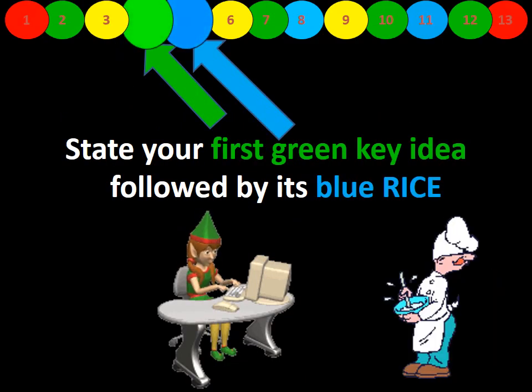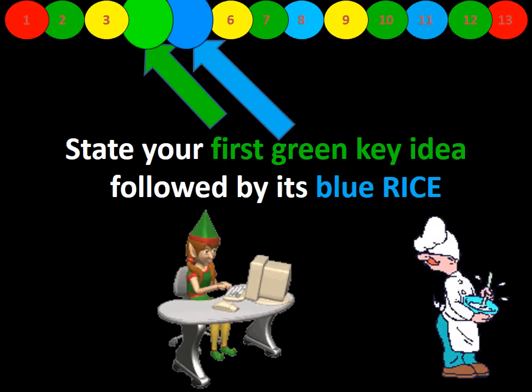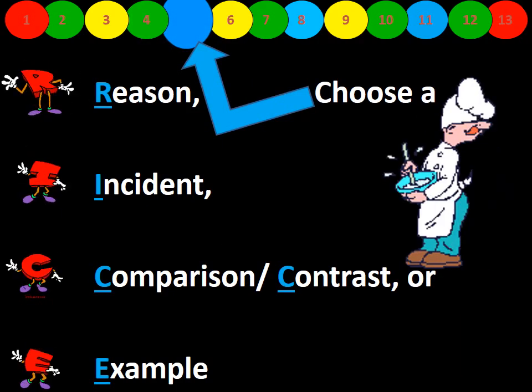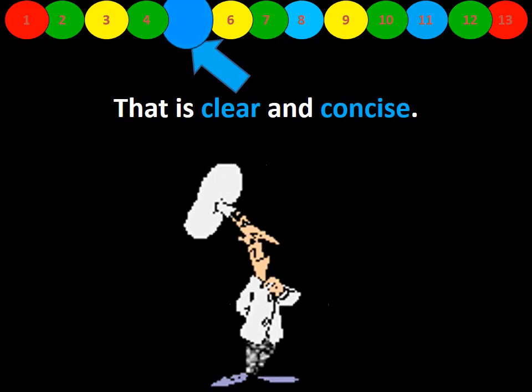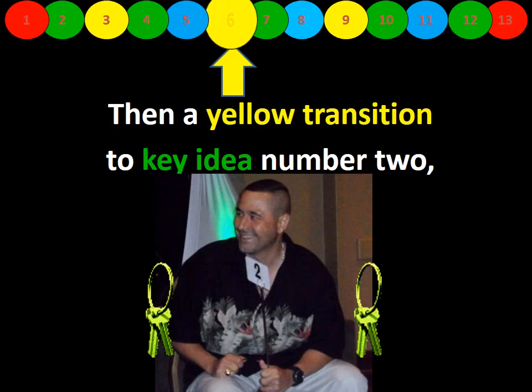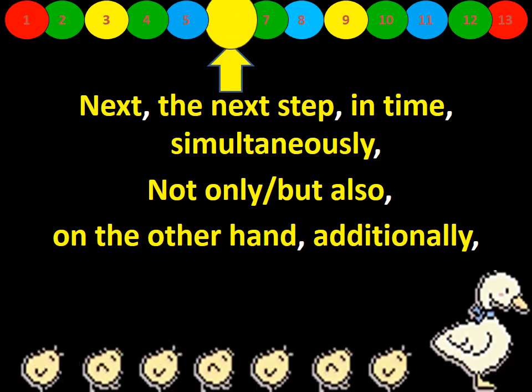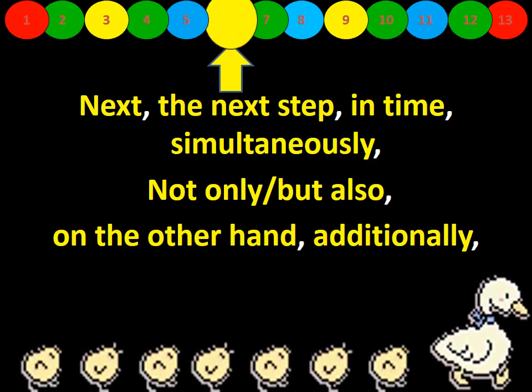State your first green key idea followed by its blue reason. Choose a recent incident, comparison, contrast, or example that is clear and concise. Then a yellow transition to key idea number two. Relax, I have more examples of transitions for you. Next, the next step, in time, simultaneously, not only but also, on the other hand, additionally.